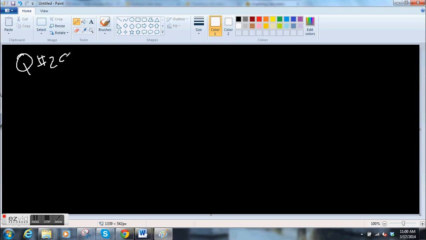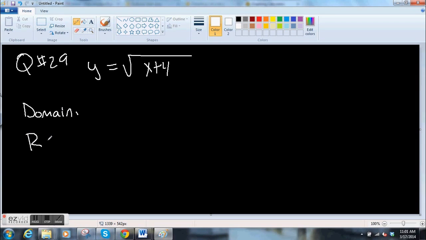So this is question number 29, and we have y equals square root of x plus 4. And again, the problem asks for the domain and the range. That is, what are the values that x can take on, and what are the values that y is going to take on. So if you look at this, these square roots are restrictive because you cannot have the square root of a negative number. That is no good.